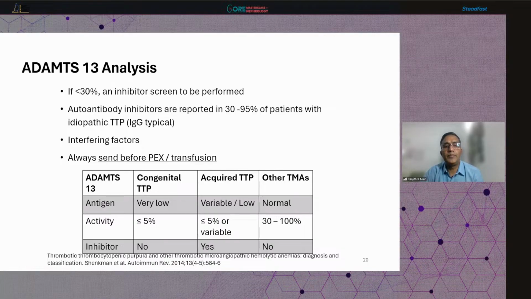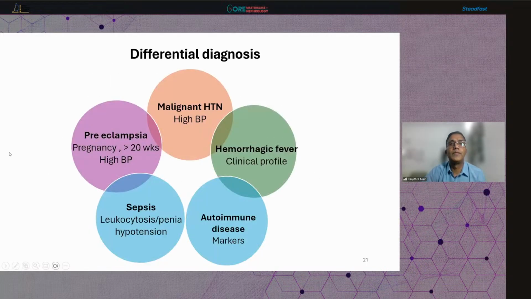In congenital TTP, which is seen in children, the antigen activity is very low, while in acquired TTP, it is variable. In other TMAs, it is elevated, which is probably where our patient fits in. The differential diagnosis has already been discussed.